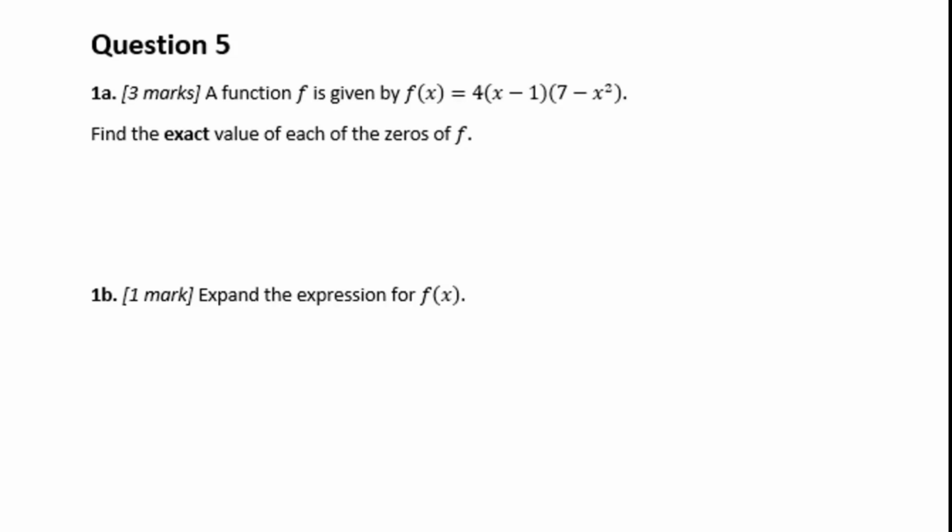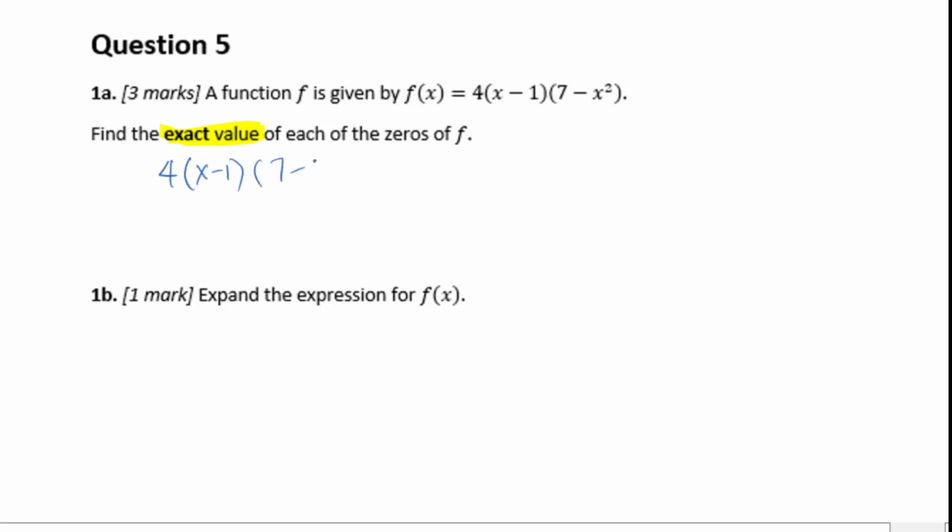Let's go to question 5. A function f is given by f of x equals 4 times (x minus 1) times (7 minus x squared). Find the exact value of each of the zeros of f. Exact value, most likely you have to work out this problem by hand. So we have 4 times (x minus 1) times (7 minus x squared) equals 0.